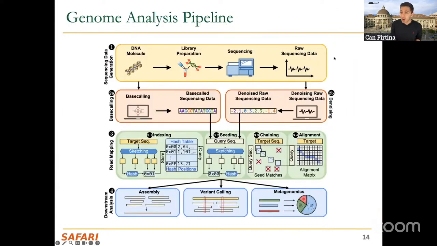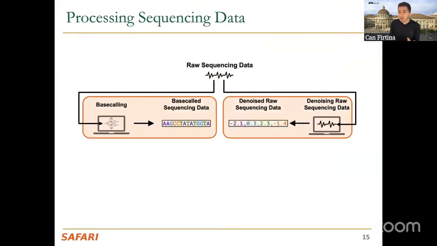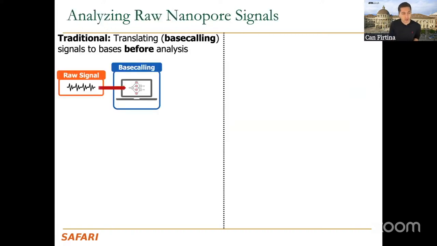So this is how we generate raw sequencing data from Nanopore sequencing. Raw sequencing data is an electrical signal for us. So then let's look at how we actually analyze this data. It is usually done in two steps. The first step is called basecalling. The other step is raw signal analysis, by some denoising approaches, but I'll cover these later. The traditional way is to translate, or basecall, these signals to bases before the analysis. How it works is that you generate the electrical signal and then you input it to the basecallers.